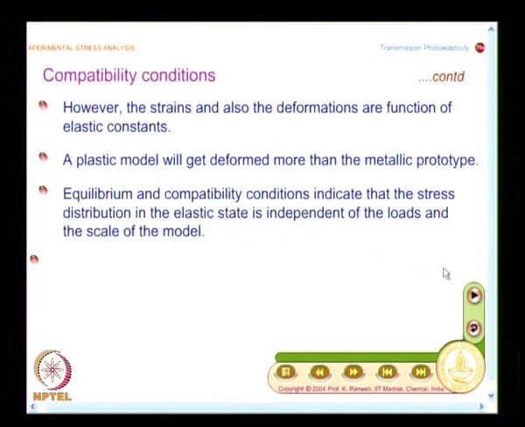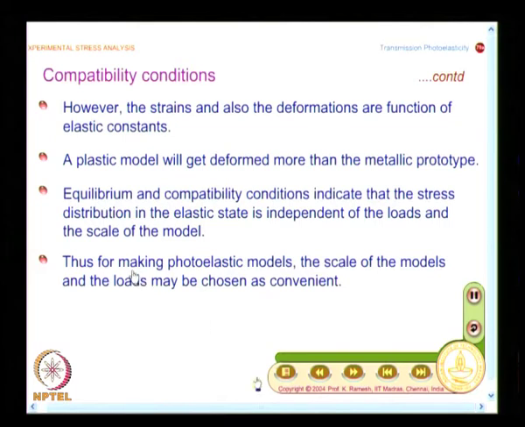And even if I have a rotating component, it may still be a 2-dimensional problem. If body force changes from point to point, then your Poisson ratio affects the distribution as well as the magnitude. Then you will have to have a model material which has the same Poisson ratio as the metallic prototypes, which is not always possible.